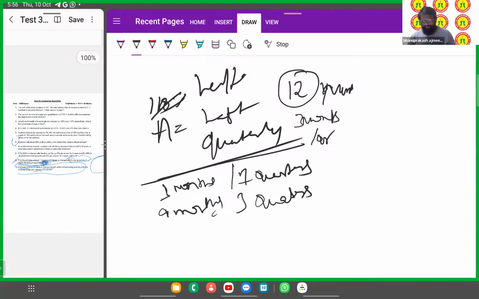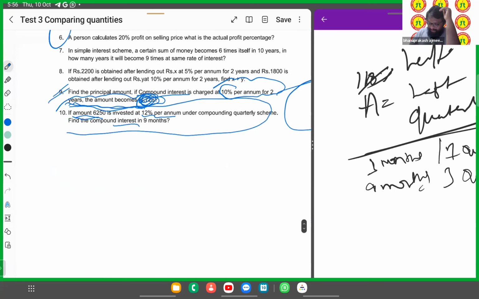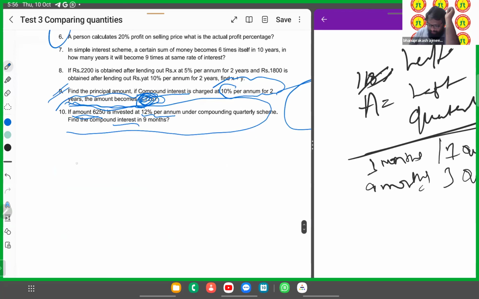Should I give you a trick here once? So we are calculating here on a monthly basis or yearly basis. If you want to consider, there is one simple trick given here. So 12% per annum under compounding quarterly scheme.